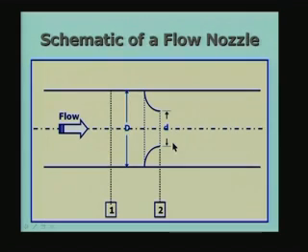The second arrangement, which is much better, and we will see later why, is to have a nozzle which is specifically shaped so that the streamlines follow a certain contour. In this case we are going to have a much better coefficient of discharge, and we will also see later that the pressure loss due to this flow nozzle is much smaller than due to the orifice plate.